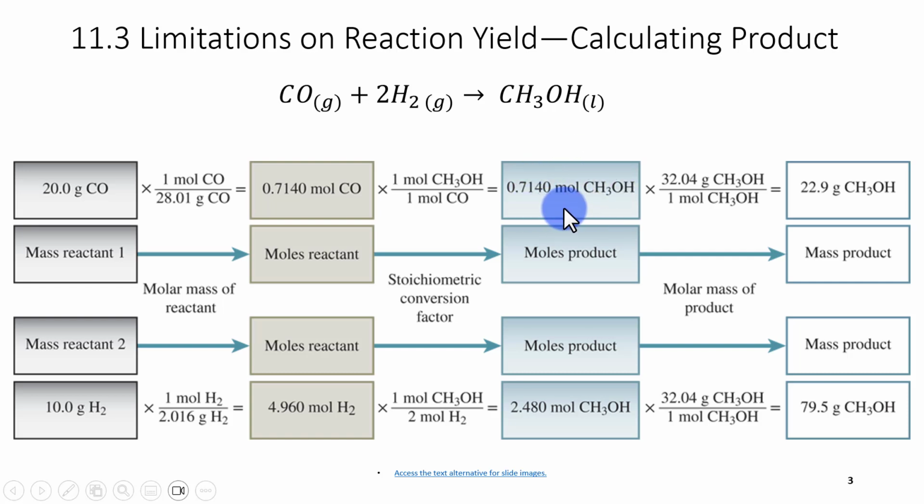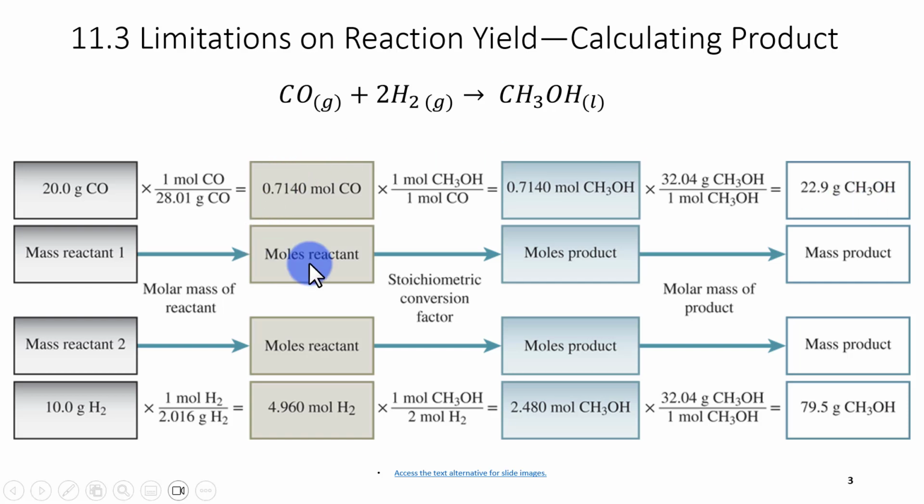Now that I have moles of methanol, I can convert to grams using the molar mass of methanol, which is 32.04 grams per mole. Moles will cancel. I multiply 0.7140 by 32.04 divided by 1, giving me 22.9 grams of CH3OH. If I used up all of those 20 grams of CO, I would be making 22.9 grams of CH3OH.